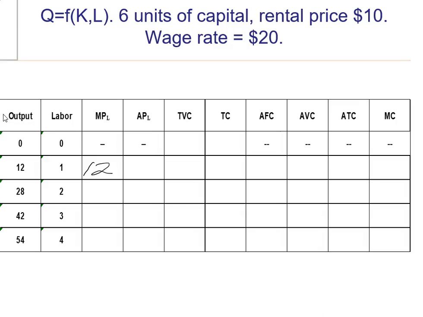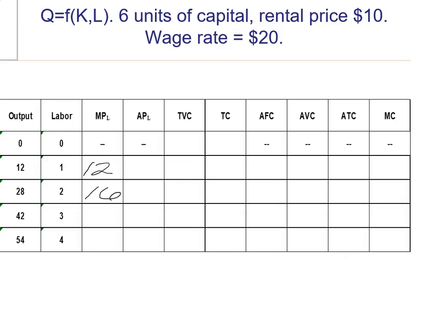Now, what's the marginal productivity of labor from your second worker? Well, with 2 workers, we now have 28 units of output. With 1 worker, we had 12. So the marginal productivity of that second worker, they get us 16 more units of output. So 16 there is the marginal productivity of your second worker.